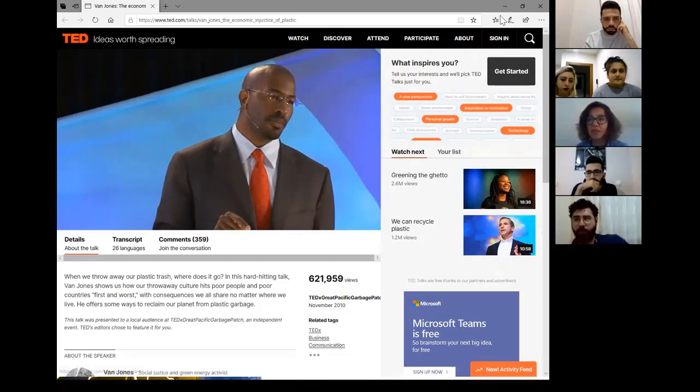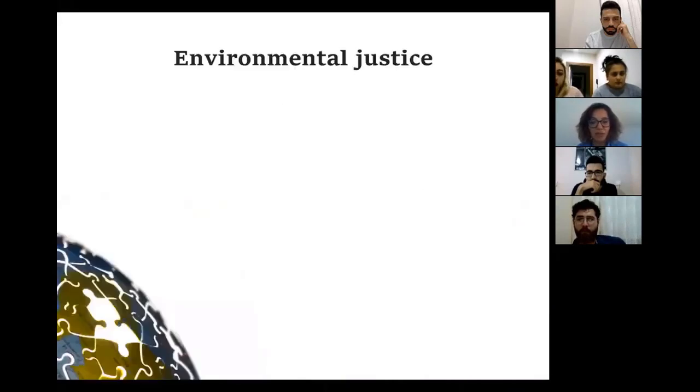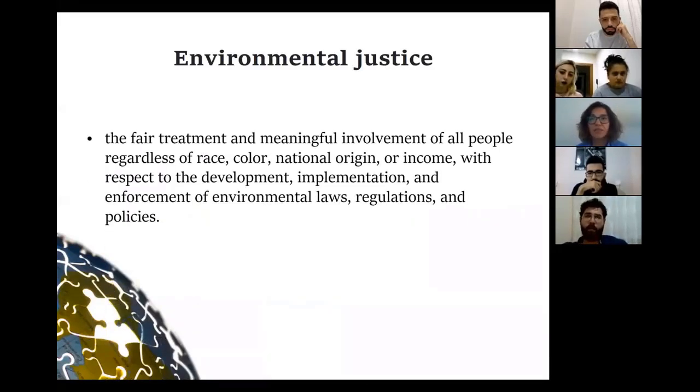One concept that we need to talk about in relation to environmental education, and that connects environmental education to social justice issues, is environmental justice. And this is relatively a newer concept in the field, and it refers to the fair treatment and meaningful involvement of all people, regardless of race, color, national origin, or income, with respect to the development, implementation, and enforcement of environmental laws, regulation, and policies.